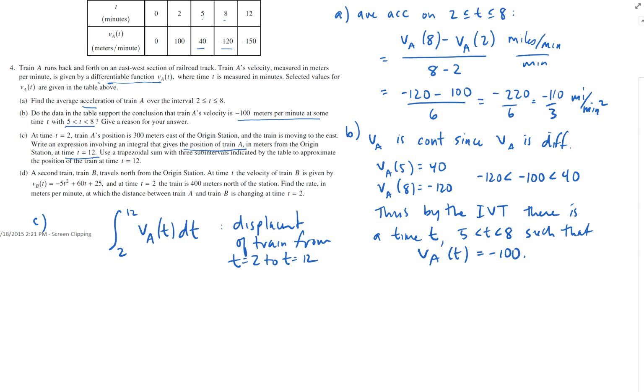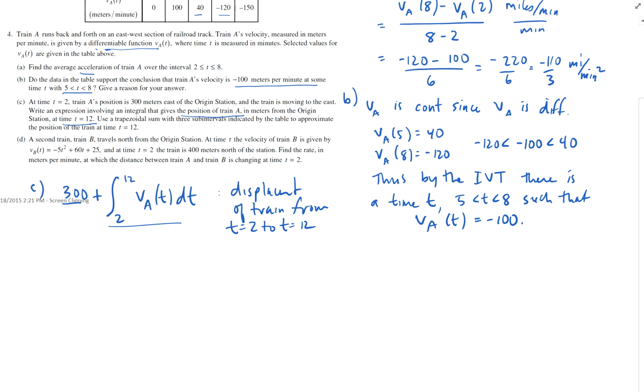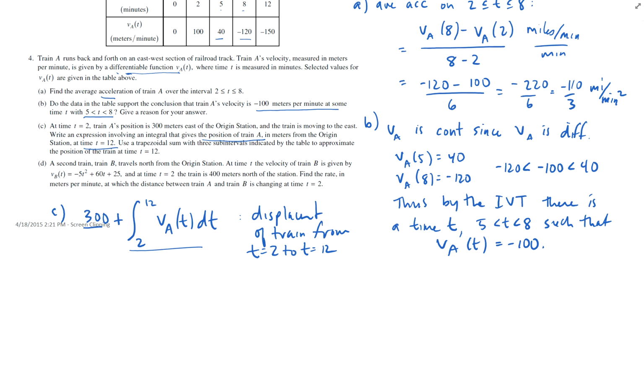So if I wanted to know where it's located at 12, then I have to take the 300, where it's located, from how far it is from the origin station. Well, I know it started at 300 meters, so I have to add the 300 to that. Okay, so 300, this is my initial starting place, plus where it changes to give me the total. Okay, think about what that means. So now I have to do this. It says to use a trapezoidal approximation here.